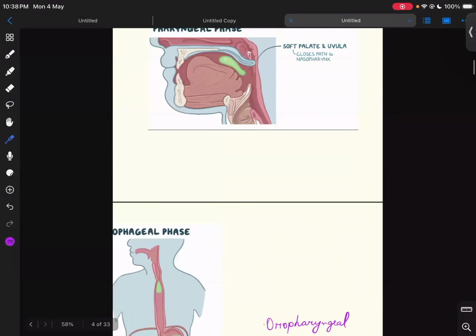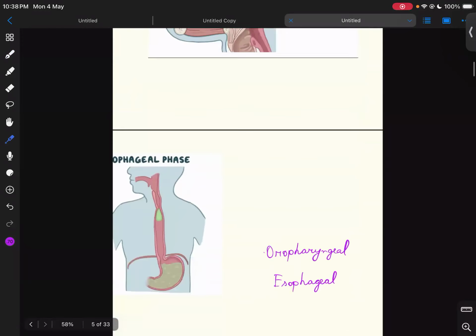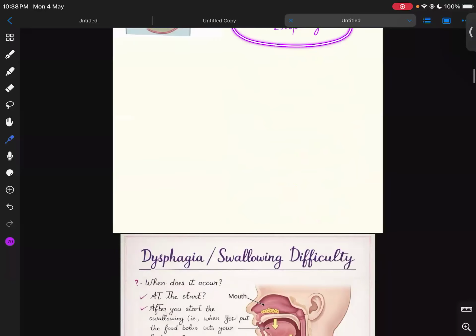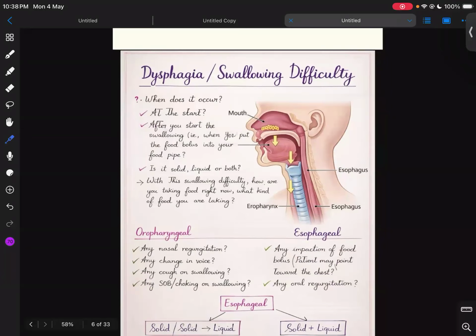Okay. So why am I telling this? There are basically two types of dysphagia, that is oropharyngeal and esophageal. And from the very beginning, our job will be to differentiate them both. So how to differentiate them? Our first question should be, when does it occur?